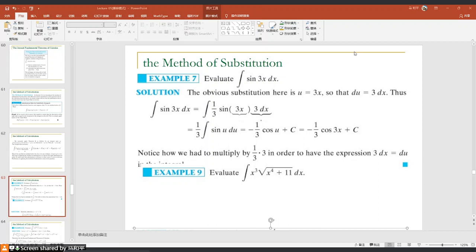Suppose x to the 4 plus 11 is z. Then x cubed dx is dz over 4. This means x cubed dx is 1 over 4 dz. This is equal to 1 over 4 times the integral of the square root of z dz, which is 1 over 4 times z to the 3 over 2 divided by 3 over 2, plus c. Yes, the answer is right.